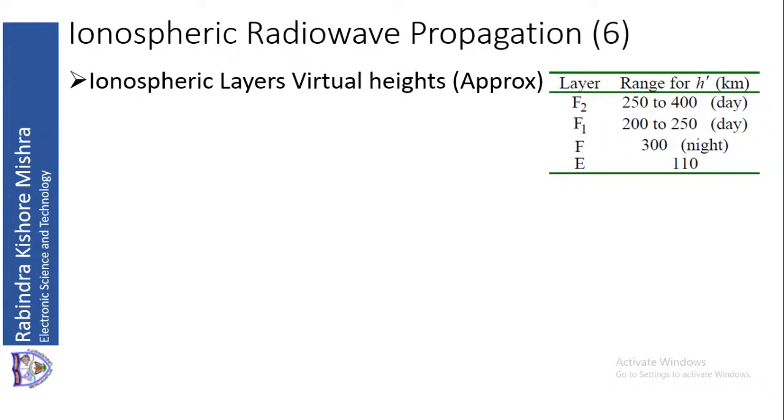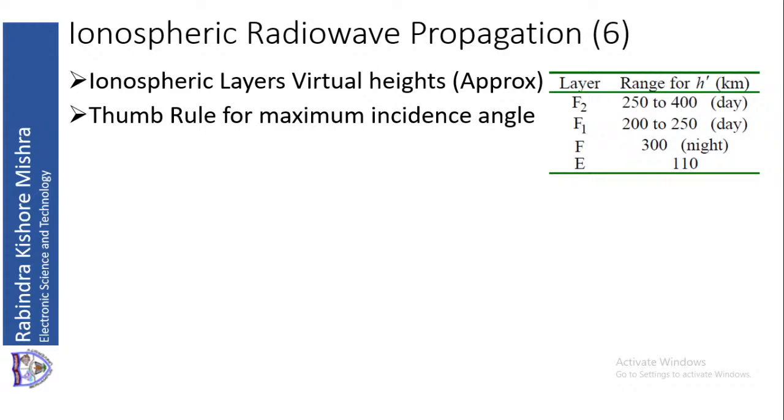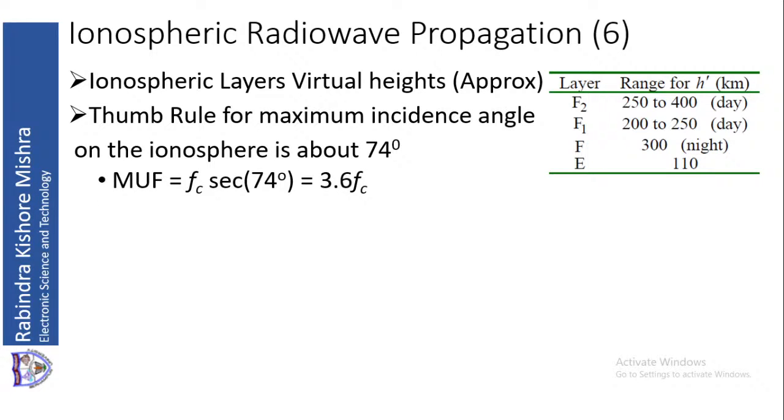In the night, F1 and F2 merge together, and we get the F layer at 300 kilometers. So try to remember this table. A thumb rule for maximum incident angle, considering this layer, is that the maximum incident angle has to be below 74 degrees.